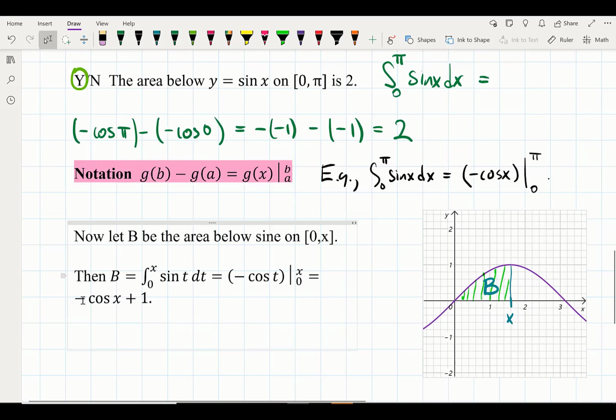Previously, we would have said that negative cosine plus 1 is an antiderivative of sine. We are now going to use a new word, which means the same thing as an antiderivative. And the new word is indefinite integral.